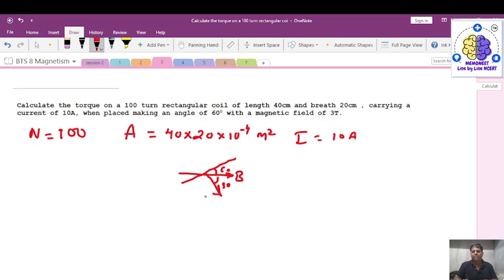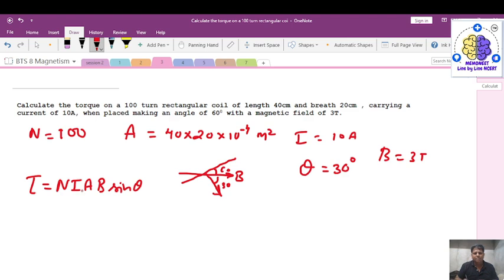I hope I made it clear. So here theta will be equal to 30 degrees, not 60 degrees, and the magnetic field B is equal to 3 Tesla. What they are asking us is to calculate the torque. So we have the formula tau equals N into I into A into B into sine theta.